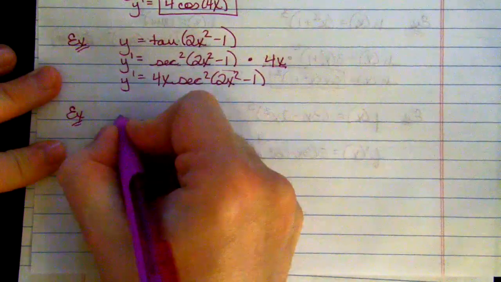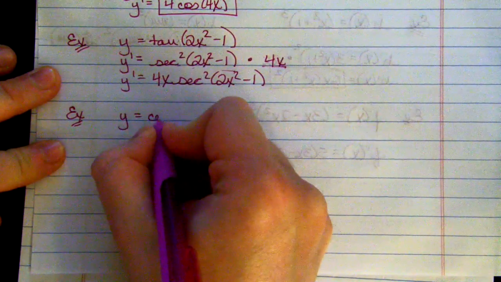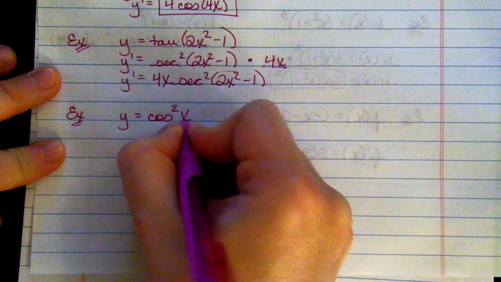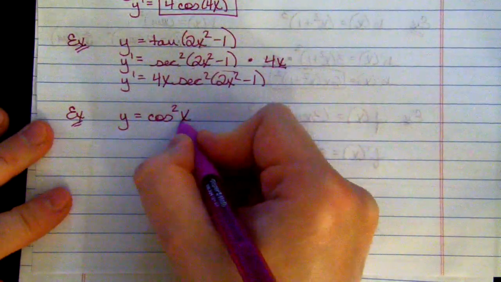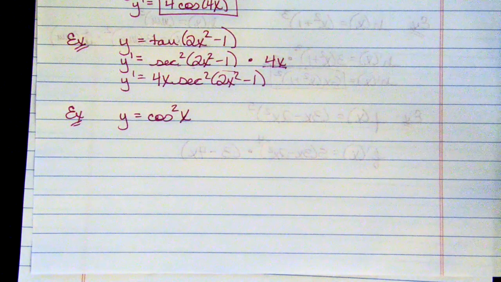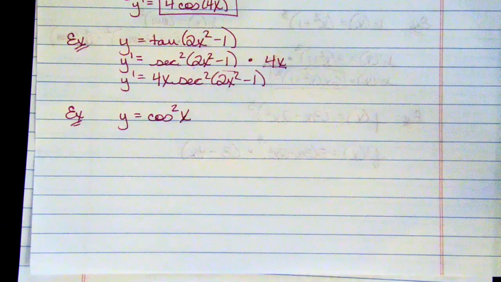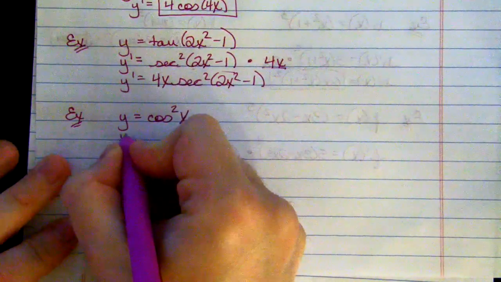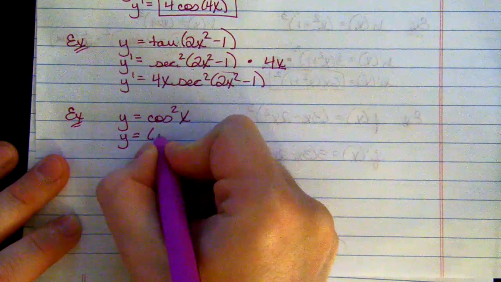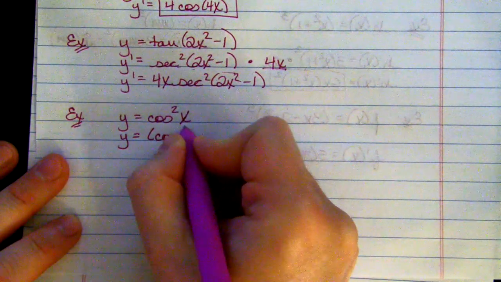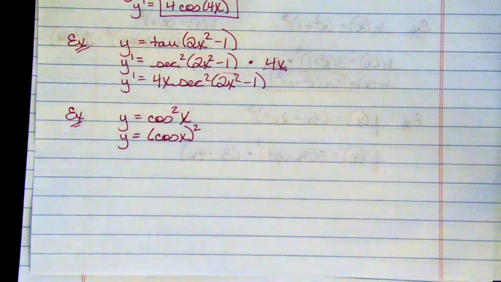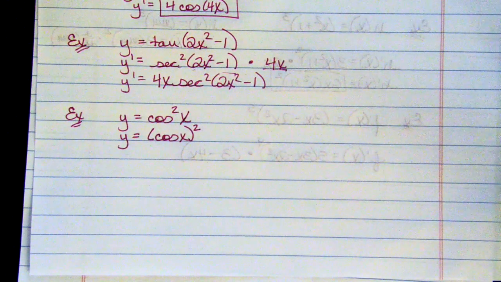What about this? Y equals the cosine squared of x. The first thing that we need to realize with this is cosine squared x is really a shortcut way of writing this problem. Cosine squared x is really cosine x in parentheses squared. It's just a shortcut way of writing it.